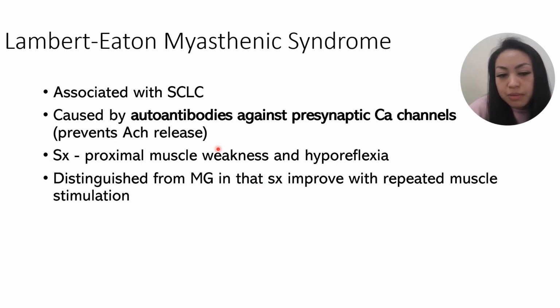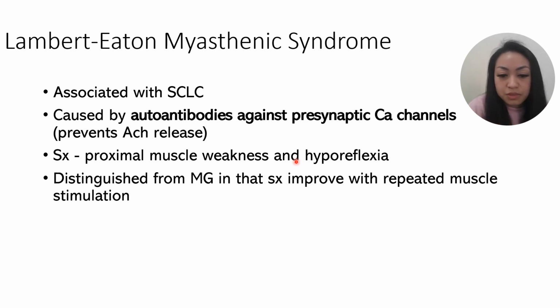Right, another one we need to talk about is Lambert-Eaton myasthenic syndrome. So Lambert-Eaton myasthenic syndrome is associated with small cell lung cancer, okay? And this is, again, an autoimmune condition, but with a different mechanism, it attacks different things. It's caused by autoantibodies against the presynaptic calcium channels. So if we damage the calcium channels in the presynaptic membrane, then we're preventing the release of acetylcholine from the presynaptic membrane into the synapse.